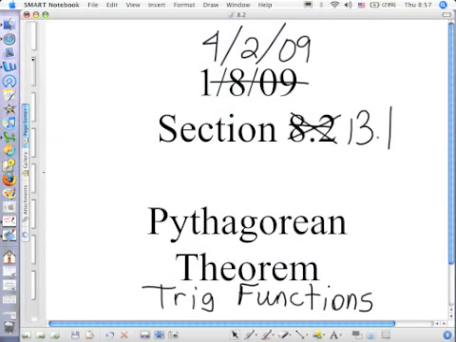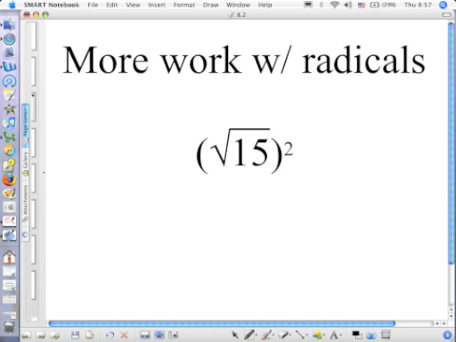Okay. April 2nd, section 13.1. This is because this was an actual geometry lesson we did earlier this year. We're going to do the Pythagorean theorem and sine, cosine, tangent today. Tomorrow, we're going to learn how to use our calculators to finish off the problem. Today, we're just going to be setting it up. But before we start, we need to do some radical review.